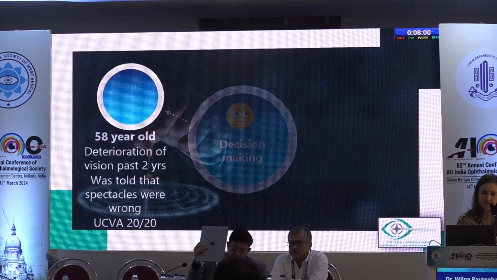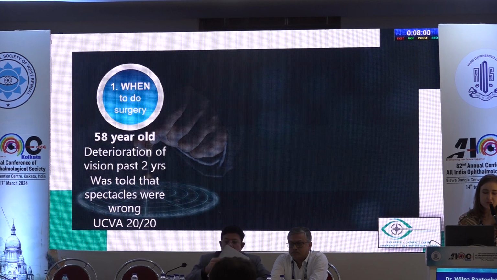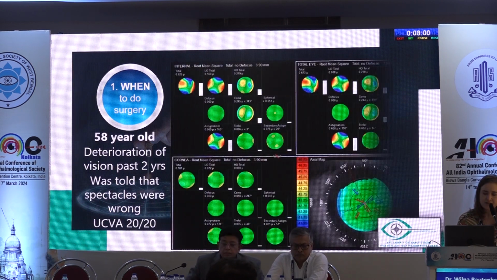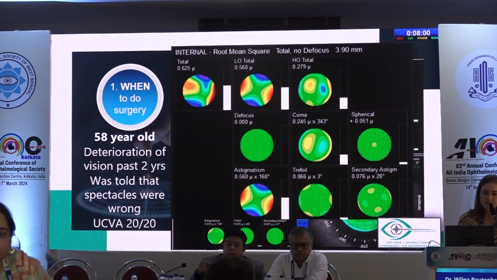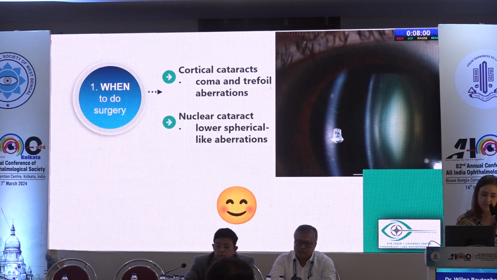Okay, so this is a patient that I saw recently, 58-year-old. He complained of deterioration of his vision for the past 2 years. He was seen by another ophthalmologist and was told that his spectacles were just wrong. His vision was still unaided 20/20 for distance, but you can clearly see here on the Tracey higher order aberrations internally, he had a high amount of coma and also spherical aberrations coming from the lens. So I will offer cataract surgery for him.